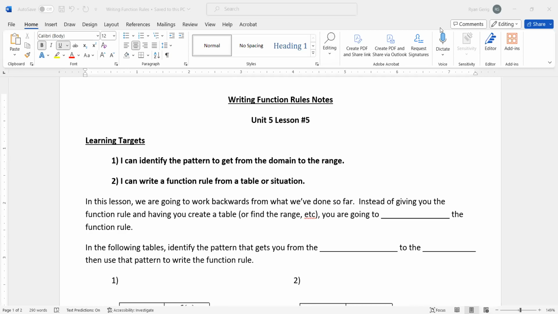Welcome to the last lesson of Unit 5. I know it's a quick unit. At the end here, we're just going to take a quiz. We're not going to do a test. It's just going to be a quiz.